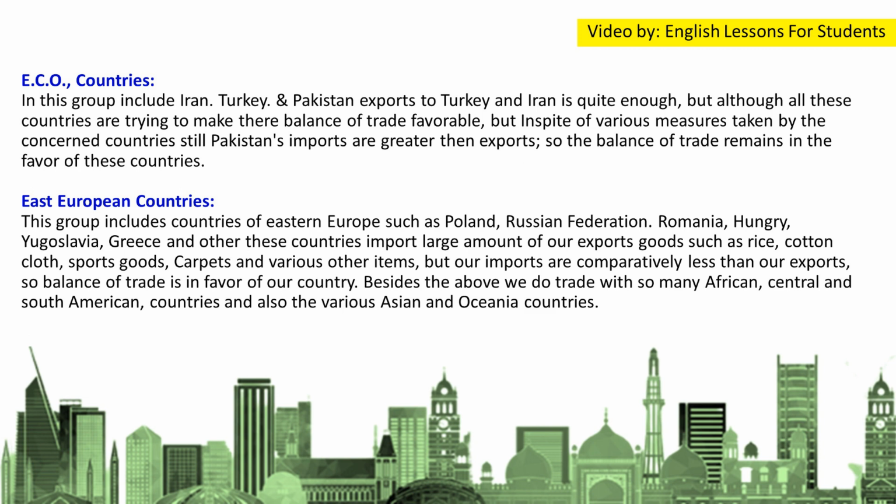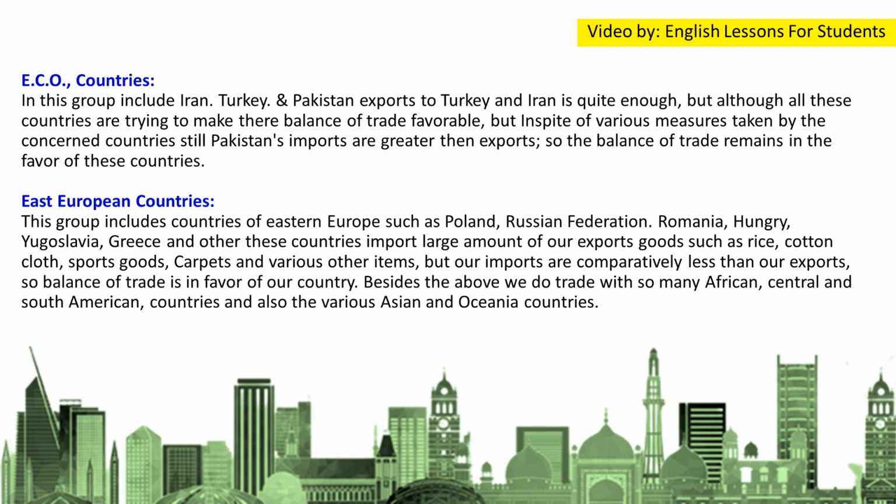ECO countries. This group includes Iran, Turkey and Pakistan. Exports to Turkey and Iran are quite enough. Although all these countries are trying to make their balance of trade favorable, in spite of various measures taken by the concerned countries, still Pakistan's imports are greater than exports. So the balance of trade remains in favor of these countries.